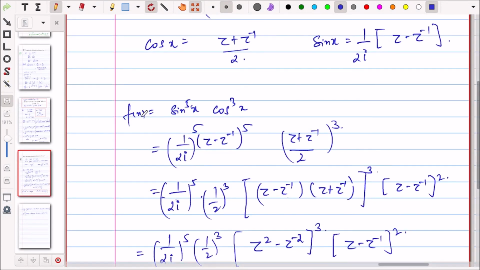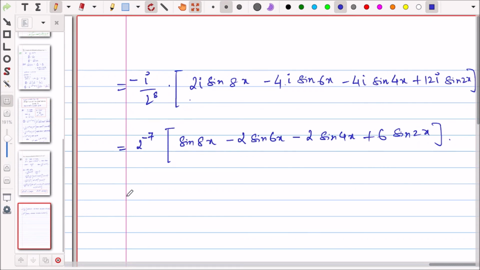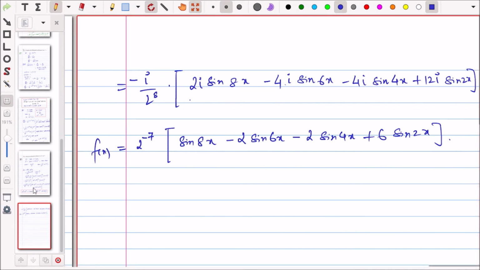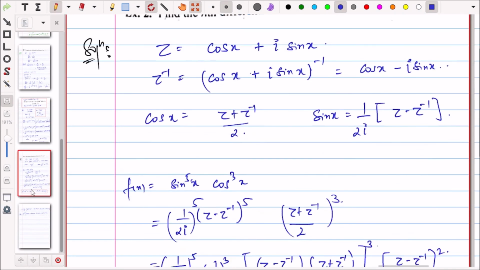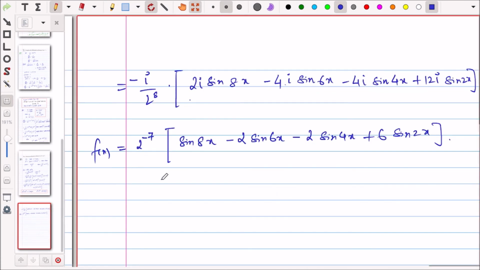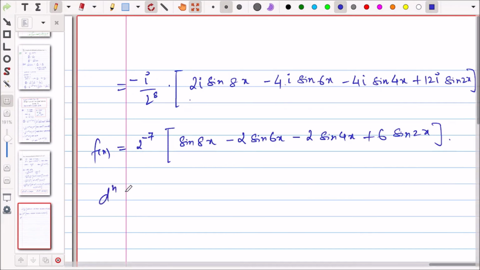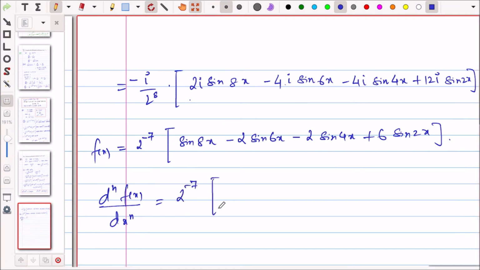So this was our fx. This is our fx, right? अभी हम fx को ही कर रहे थे. So fx we have simplified it into this form. So अब हम sin ax के form में ले आए. Now we can differentiate it. So dn fx by dxn will be, yes. So 2 minus 7 is constant. What is the derivative of sin ax? Yes. dn by dxn sin ax क्या था हमारा?